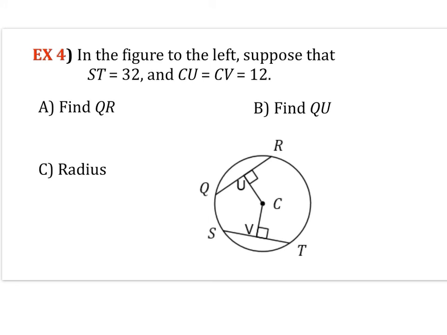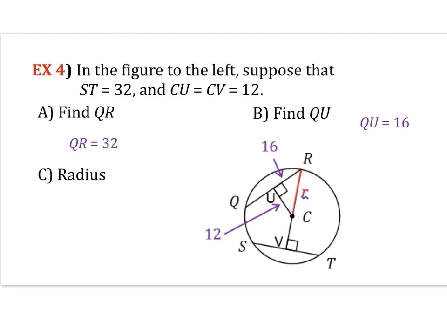So let's use the same image but change some numbers with this next example of number 4. So in the figure, suppose that ST is 32 and CU equals CV, which equals 12. So take a minute, pause the video to label everything, and see if you can figure out the length of QR, the length of QU, and the radius. So pause the video here and try these on your own. Alright, you should have gotten a length of QR to be 32, and then the length of QU to be 16.